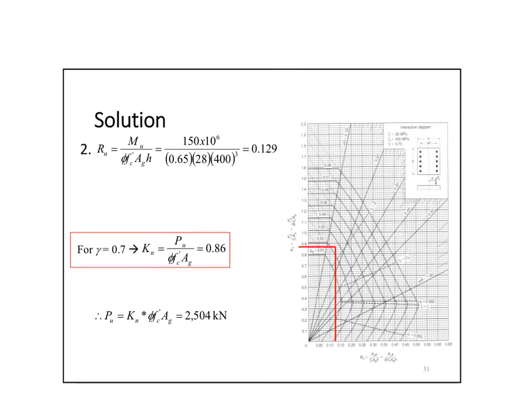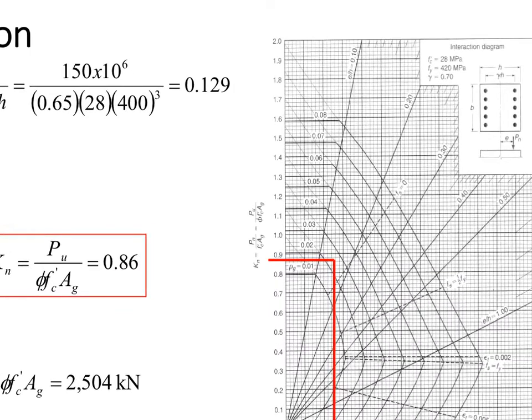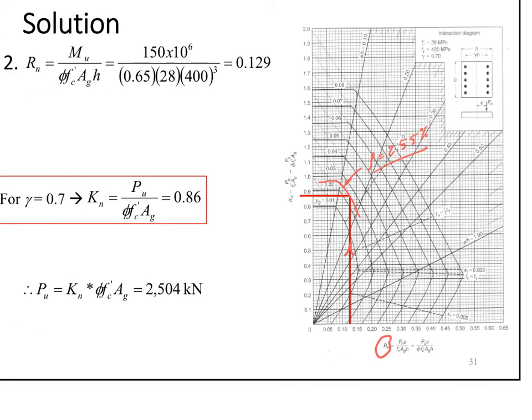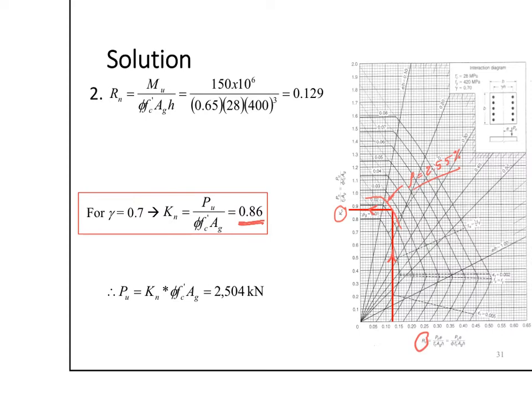Knowing the mu equals 150, I can calculate Rn, and then for the same curve, which is the curve equal to 2.5%, I will go up with this value, hit my curve, and then go to the side to calculate my Kn. Calculated my Kn equals 0.86. From the Kn, go back to this equation and find Pu. That will be equal to 2,504 kilonewton. If I go any more than this, it will drive me up and it will be unsafe.